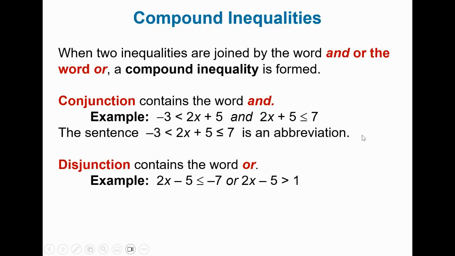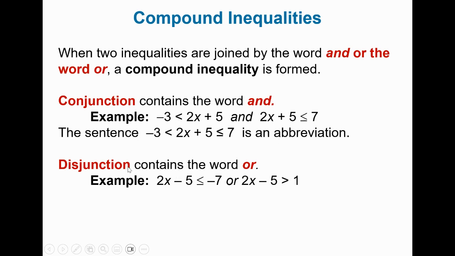When two inequalities are joined by the word and or the word or, you've got what's called a compound inequality. It's the conjunction. The word and is considered to be a conjunction. Here's a sentence here: minus 3 is less than 2x plus 5, and 2x plus 5 is less than 7.